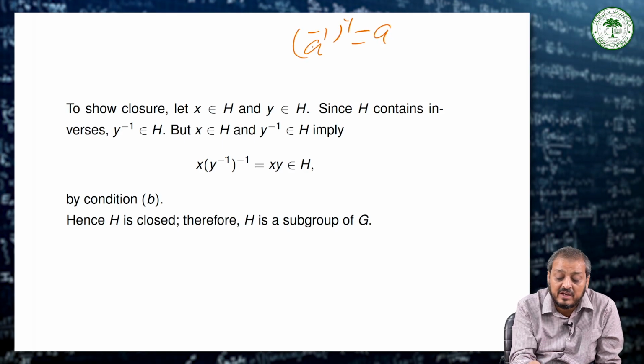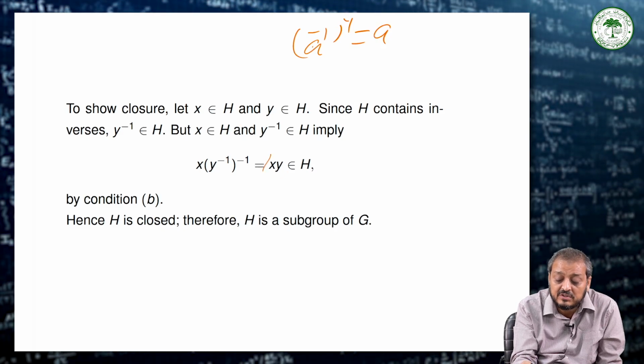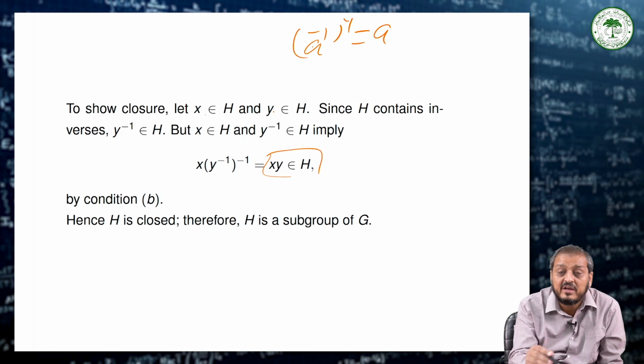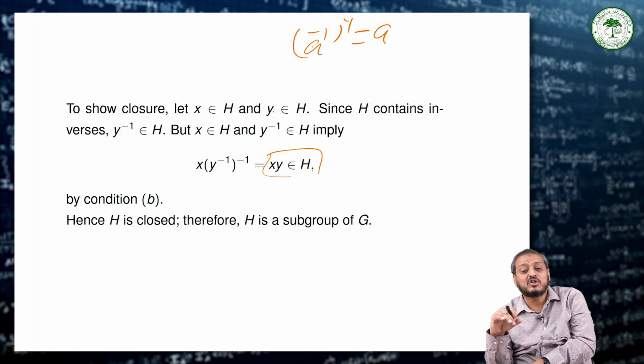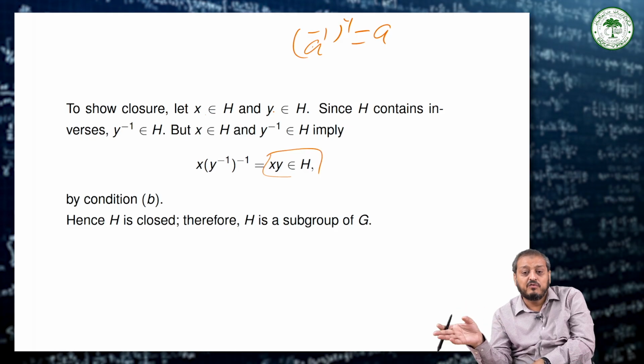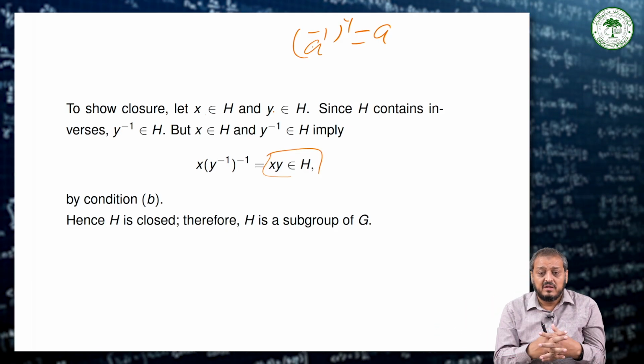Using this, x, y inverse, and the inverse of y inverse is equal to y. So x and y are elements of H, so x, y also belong to H. Hence H is closed, and therefore H is a subgroup of G by this theorem.